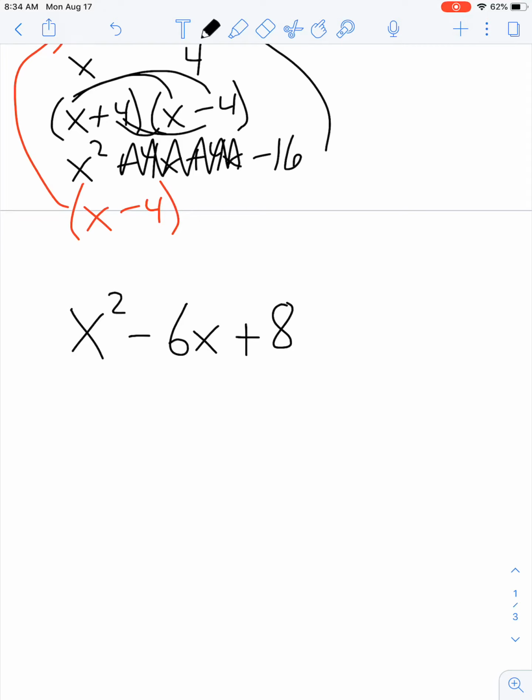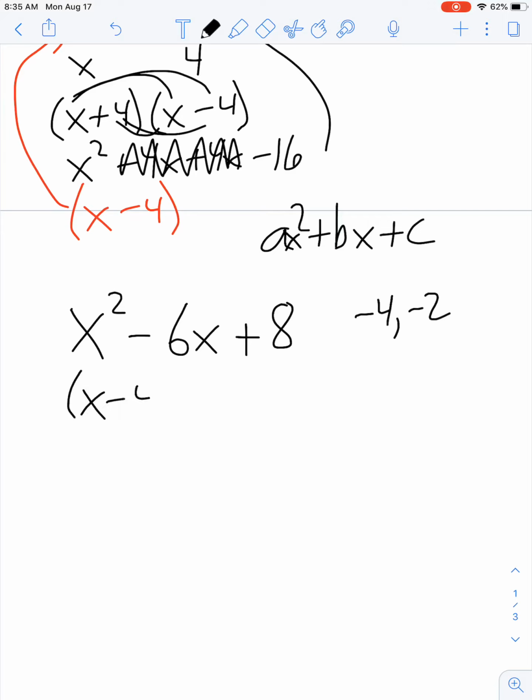But this is the whole quadratic trinomial. We have x squared, and there's three terms. So this is where we're going to find two numbers that multiply to c and add to b. When I say multiply to c and add to b, quadratics are generally written like this, ax squared plus bx plus c. So when I say what multiplies to c and adds to b, that's what I'm talking about. What multiplies to the constant and adds to the middle number. And so I need negative 4 and negative 2. If I multiply those, I get positive 8, and if I add those, I get negative 6. So I would write x minus 4, x minus 2.